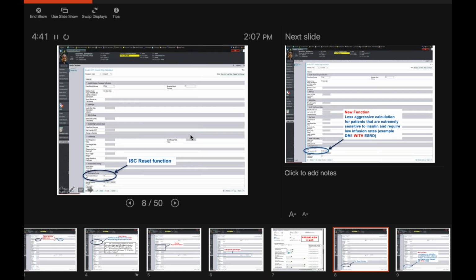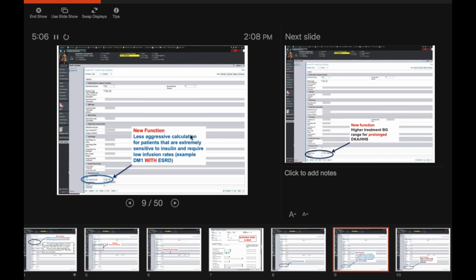But again, we've taken out 95+% of the reasons you guys used to get calls for ISC resets. So this button shouldn't need to be pressed very often. And if it does need to be pressed, we need your comments of why you did it so we can figure that out. Okay? And we can't read your mind later.